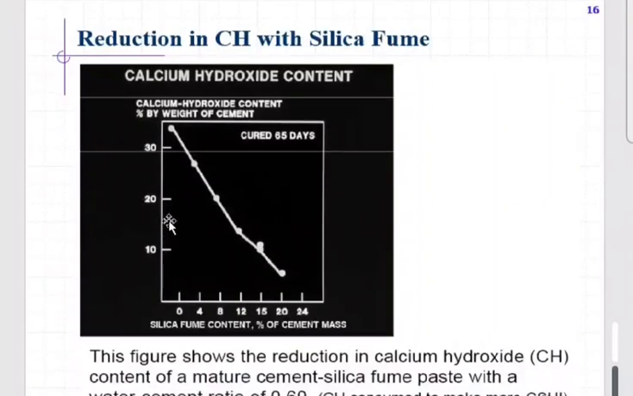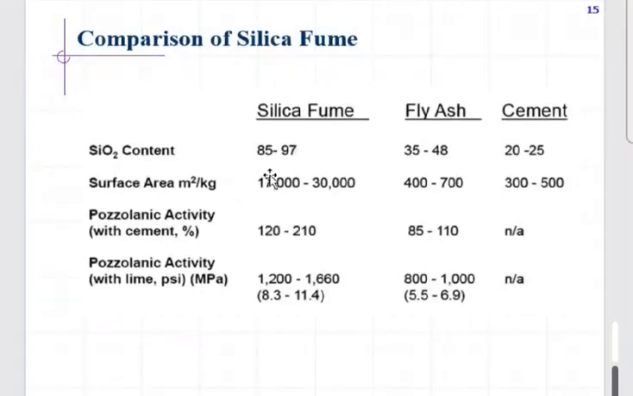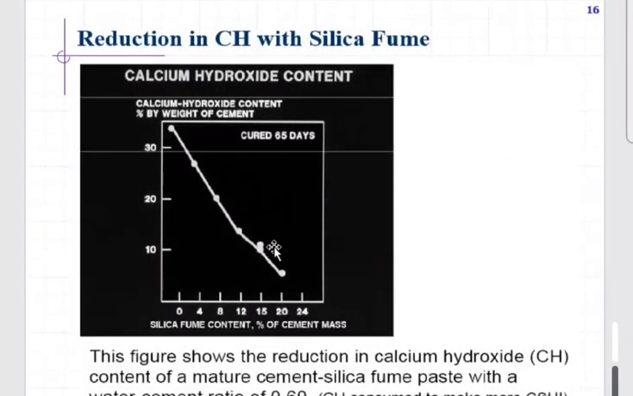This graph tells you that as you increase the silica fume content, your calcium hydroxide content is reduced. Starting from 30%, it goes down to 1 to 2%. It means the CH is being used to make more CSH. So chemically, the CH is being stabilized with silica fume. Physically, it fills the pores, and the graph is showing the chemical effect. These two parameters define any concrete.